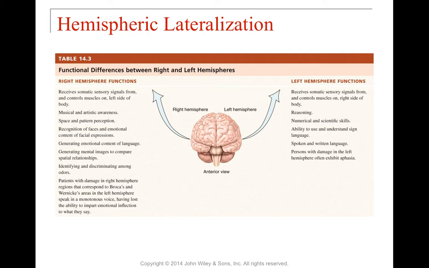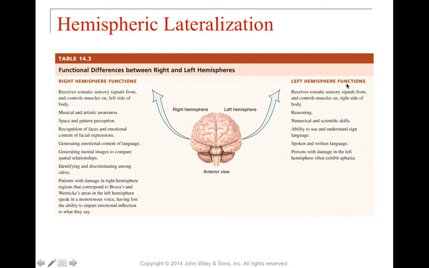And you may hear someone say, oh, I'm very right brain oriented, or I'm very left brain oriented, right? And if you're right brain oriented, you're going to be very good at space and pattern perception. You're going to be able to have very good spatial relationships. You might be really good with maps, for example. You might always know exactly where you are. But you also are probably a little bit artistic. You're going to have musical awareness and artistic awareness. You're going to be able to see that something is pretty, not just functional. And you also are going to be able to identify and discriminate specific odors.